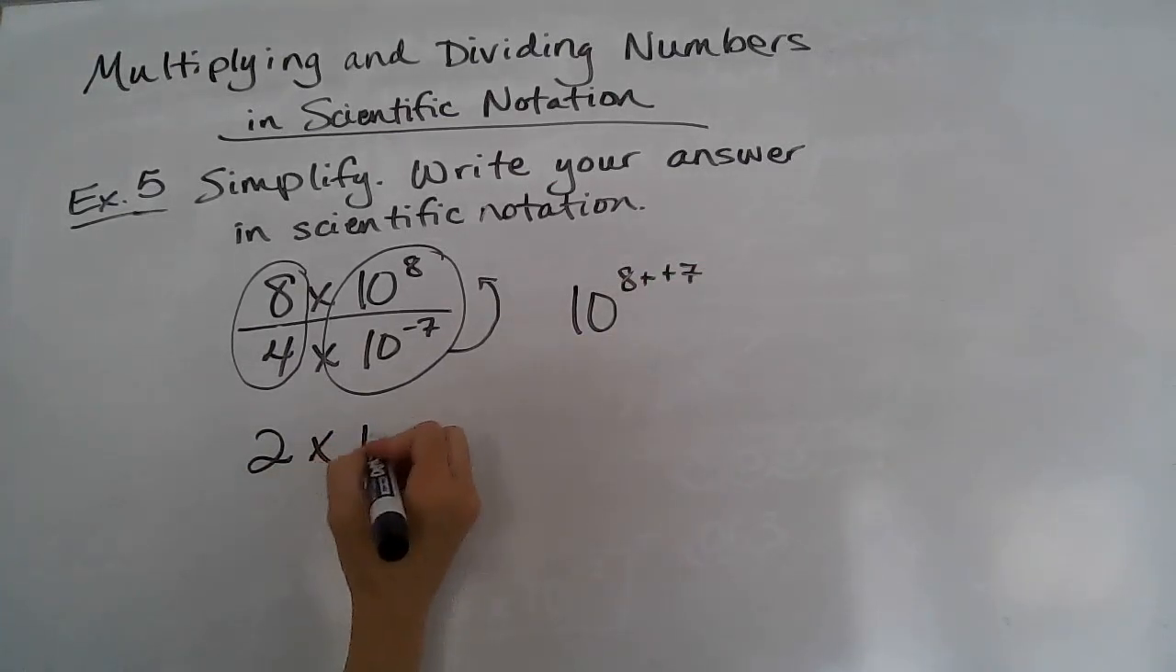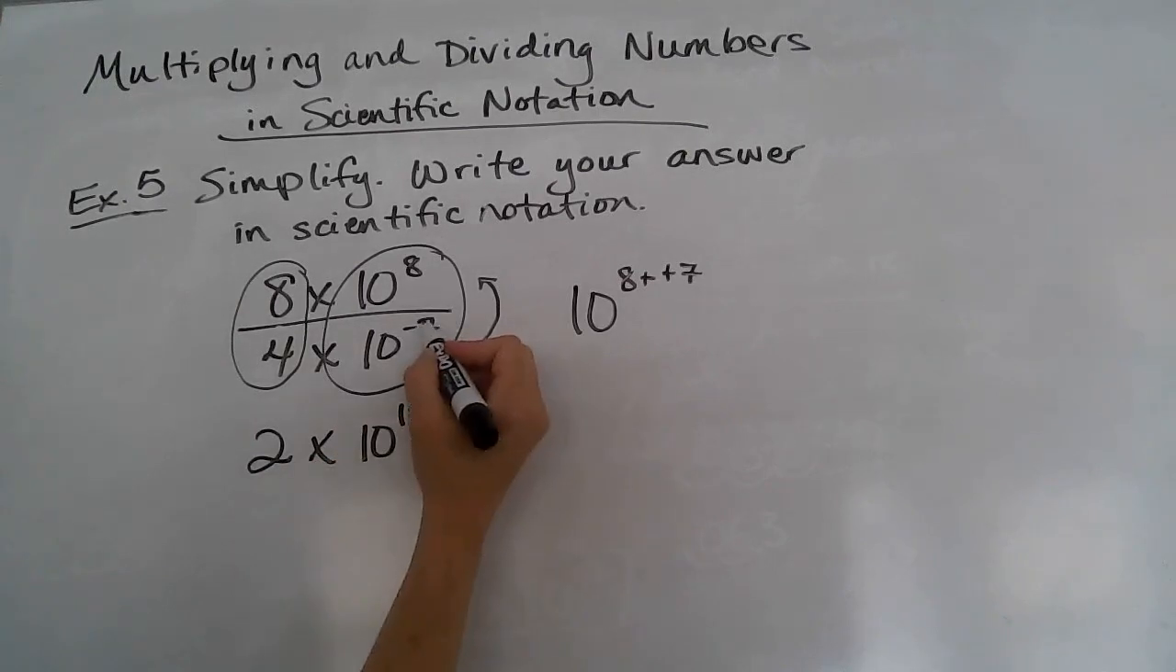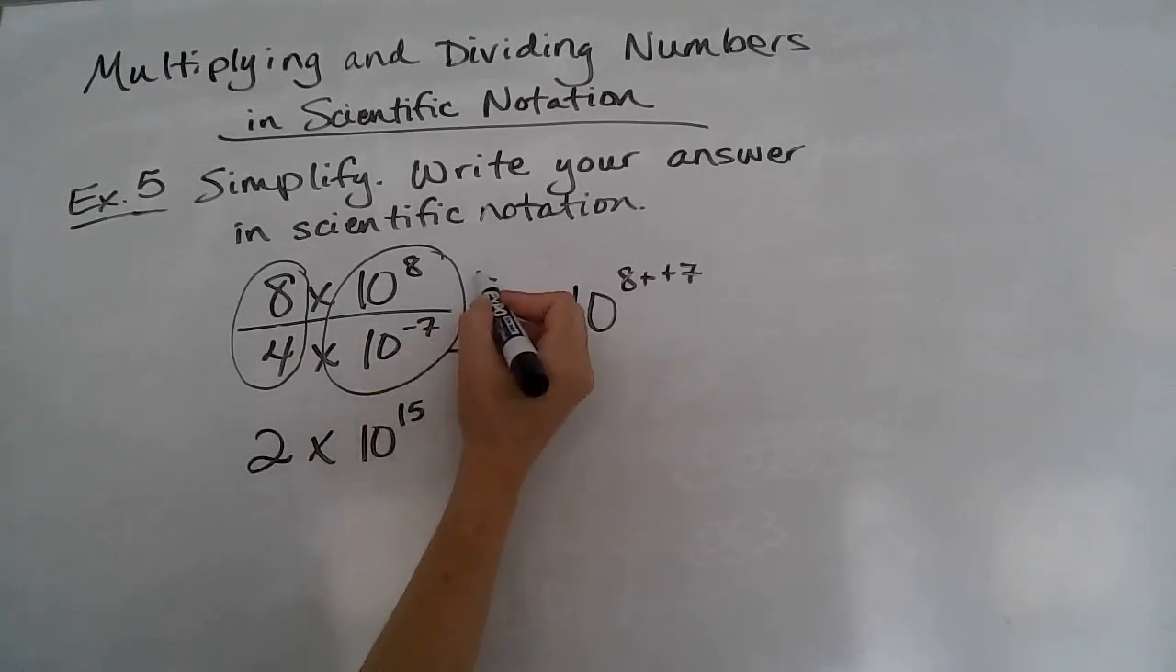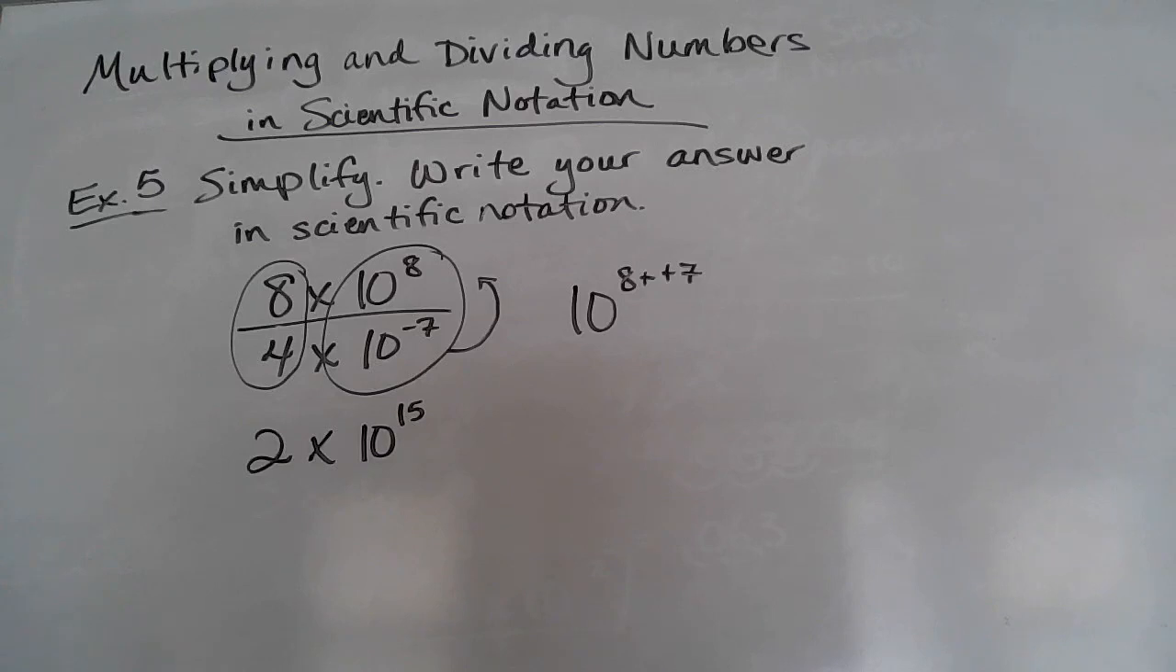So either way you look at it, if you like to think of these as being moved up to the numerator and they're joining the 8 that are already there, it gives you 15, or you can use the shortcut and subtract, and you still get a positive 15. Again, our number's already in scientific notation, so no need to move the decimal.